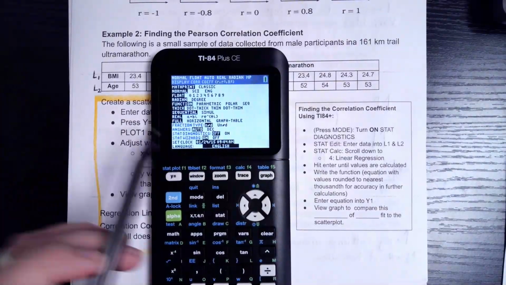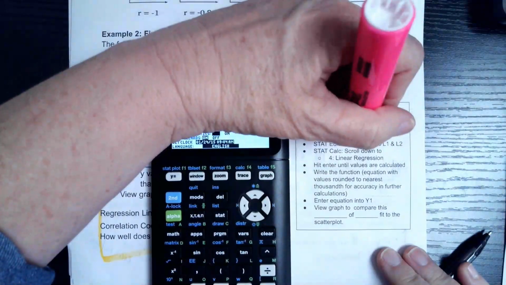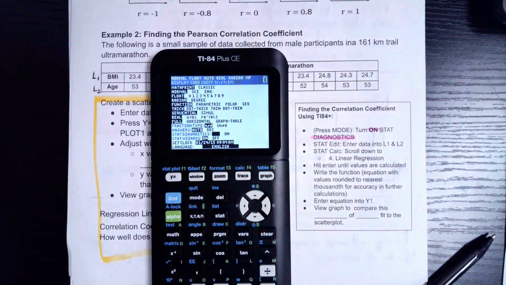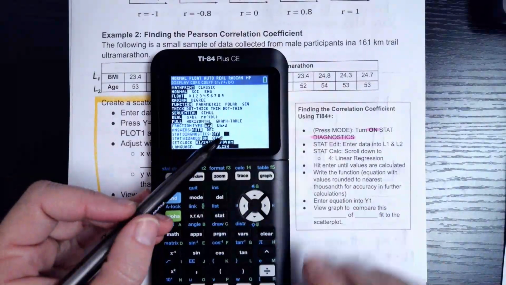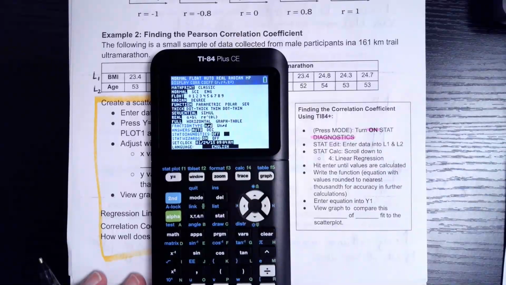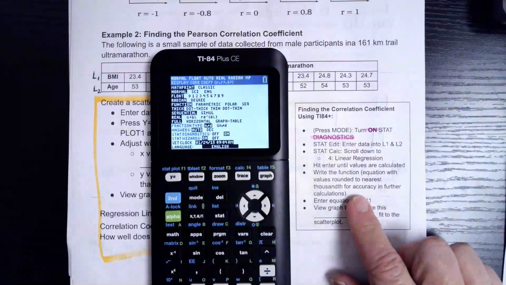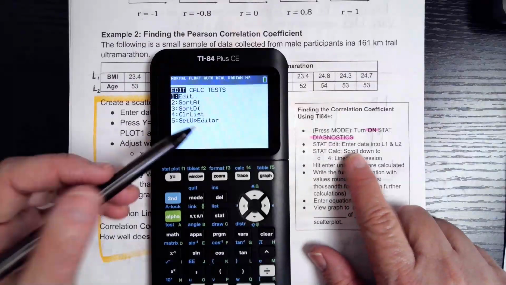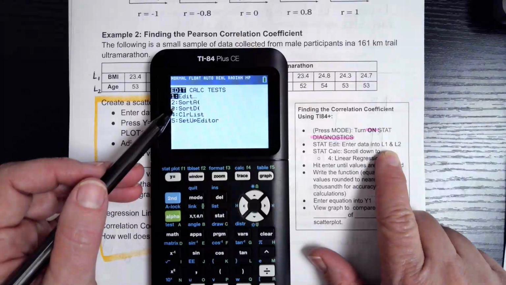Anyway, you have to turn the diagnostics on. If you do not have diagnostics on, you don't get an R value. So I am going to go over till on is flashing, but I haven't chosen it until I hit what? Now I've chosen diagnostics. Step 1, good. Now I'm going to go to stat. All right. Edit enters the list. We've already done that step. We've got our list in L1 and L2, correct?